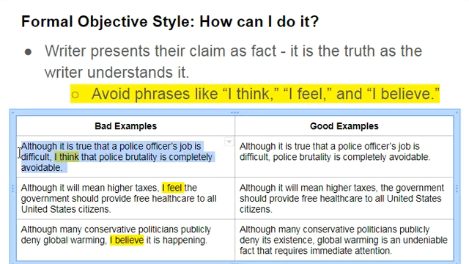Alright, let's look at this one. Although it is true that a police officer's job is difficult, I think that police brutality is completely avoidable. So see how they say, I think. They do a good job of setting up their concession: although it's true that a police officer's job is difficult, there's their concession. And here is the claim part of their thesis statement: I think that police brutality is completely avoidable. Okay?